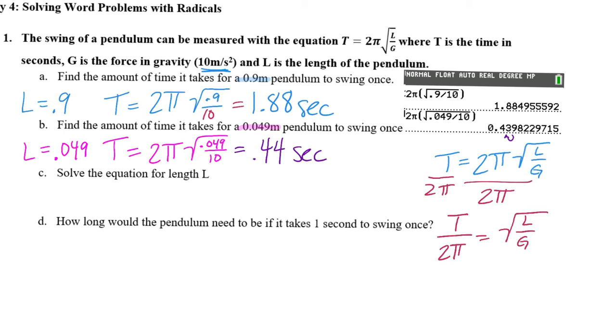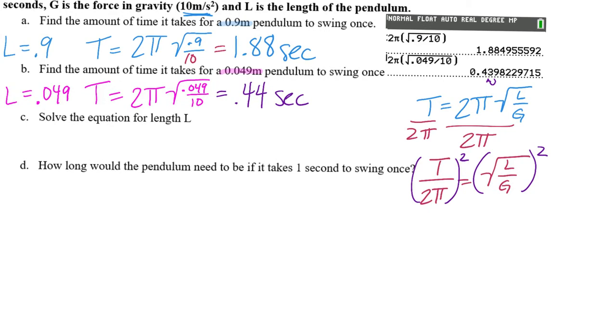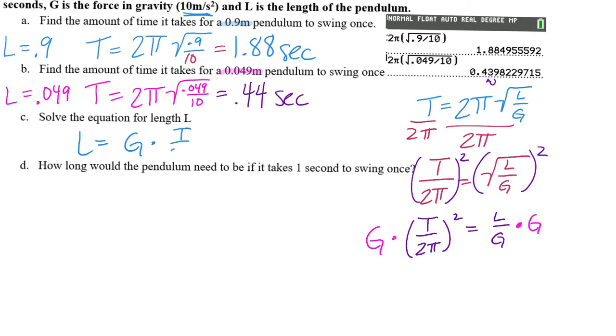So our goal is to get L by itself, so we need to get rid of the radical. So we do that by squaring both sides. So we have T over 2 pi squared equals L over G. And now to get rid of division, the opposite of division is multiplication. So we're going to multiply by G on both sides. So L equals G times T over 2 pi all squared.